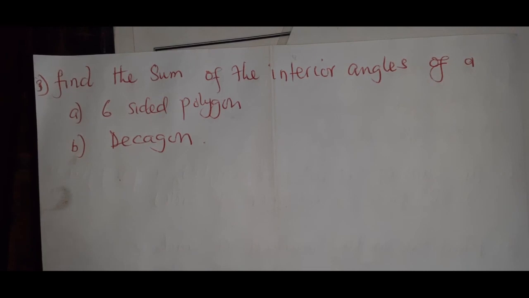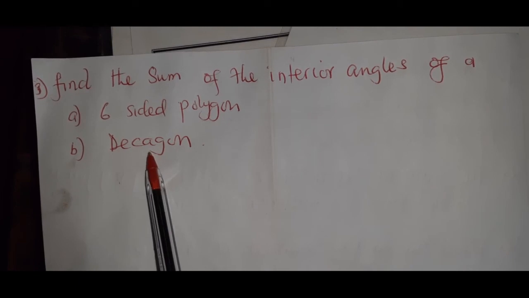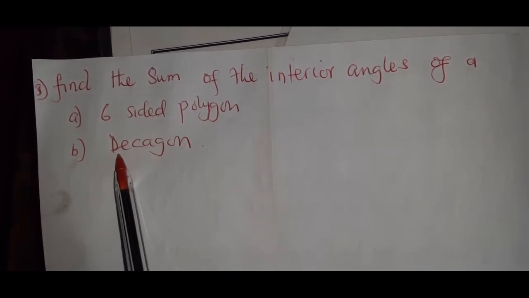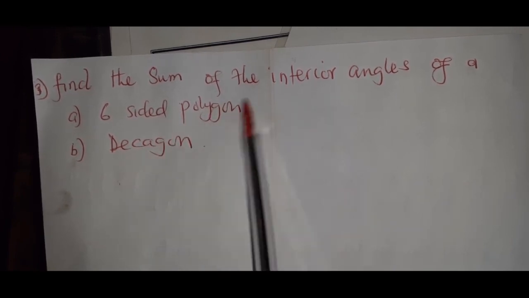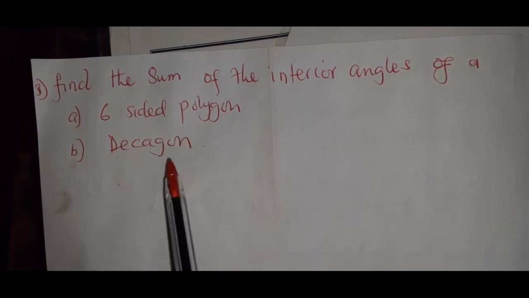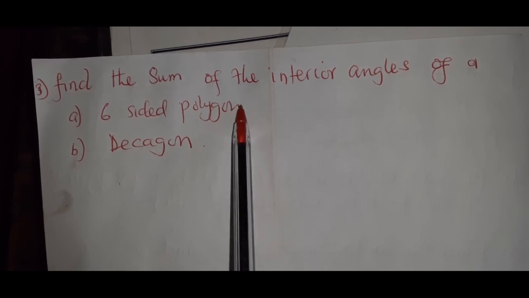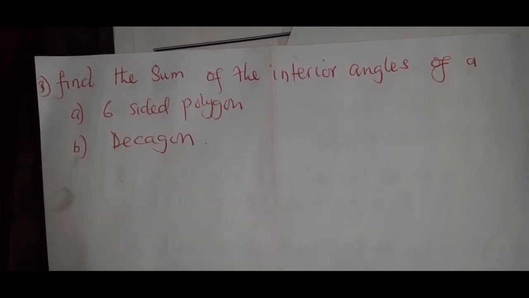There's also this one: find the sum of the interior angles of a 6-sided polygon. Decagon. Do them, but you can send the answers for this one. This one is just there for your revision, so you may not even need to submit it. Let's move on.